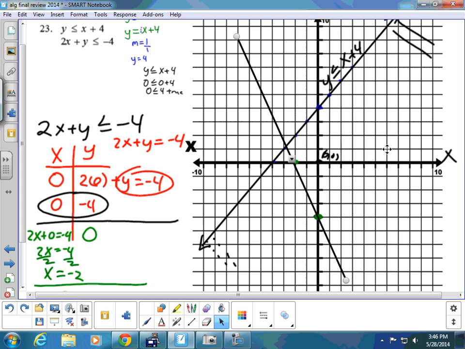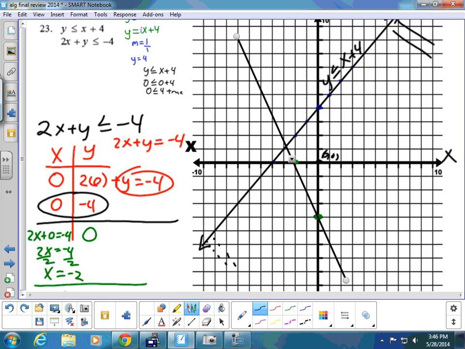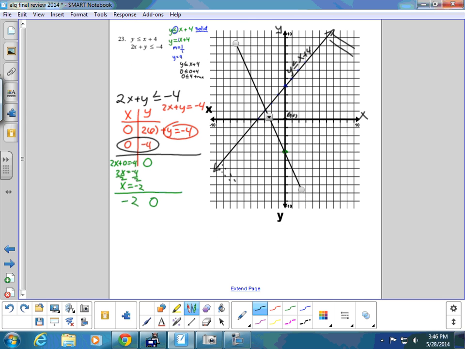Now we're going to test (0, 0) for this one. Let me back this up a little bit so you can see it. So we're testing where we're going to shade for 2x plus y is less than or equal to negative 4. So we're going to put (0, 0) in again, and we're going to get 0 less than or equal to negative 4. Now, is this a true statement? The answer is no, this is false. 0 is greater than negative 4 on the number line. So we're going to shade away from 0. And when we do that, our shading is going to go this way.